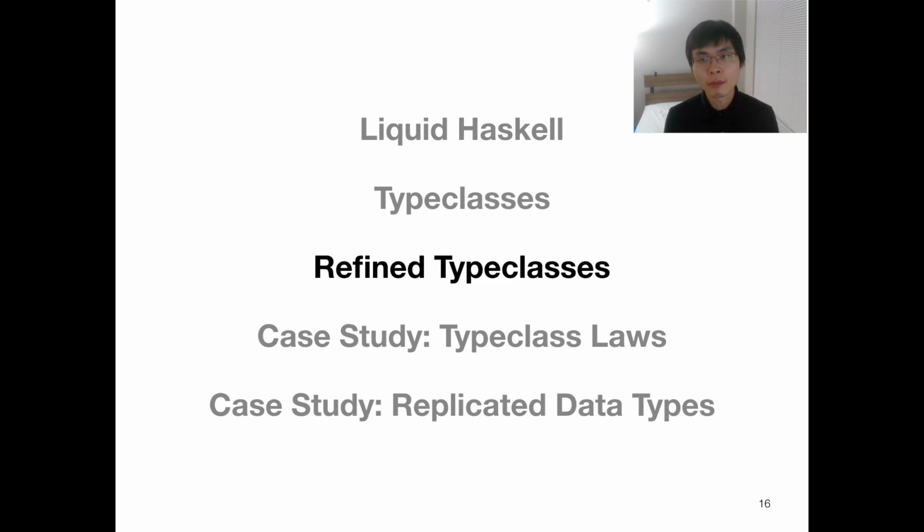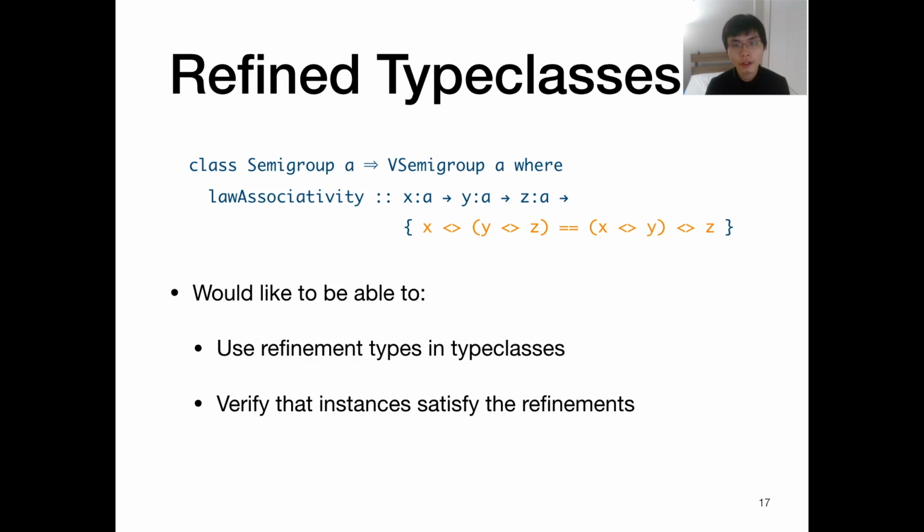To address this limitation, we introduce the concept of refined type classes. Remember that at the beginning, we were able to refine signatures of ordinary Haskell functions, such as head and concatenate. What if we can do the same with class methods? In this example, we define VSemigroup, as shown above, a subclass of Semigroup, which inherits a binary operation, but also adds an additional method, which encodes the associativity law.